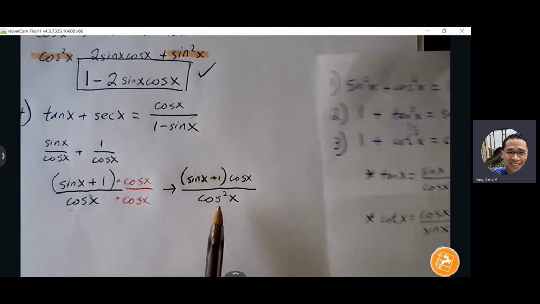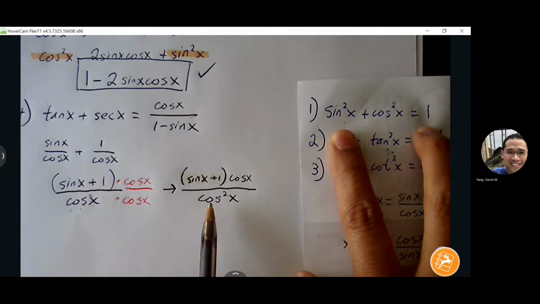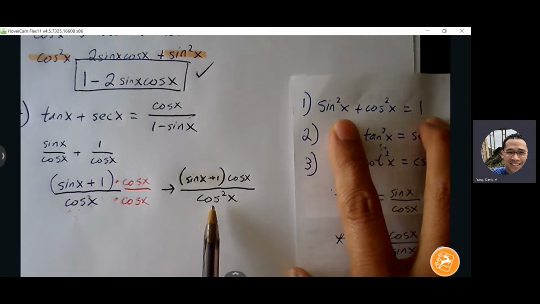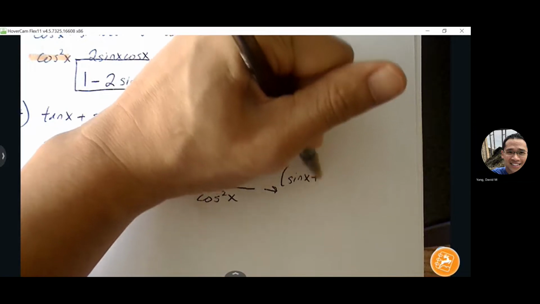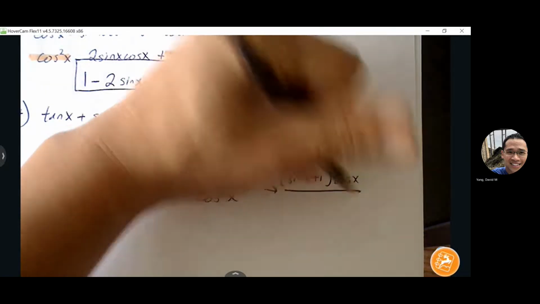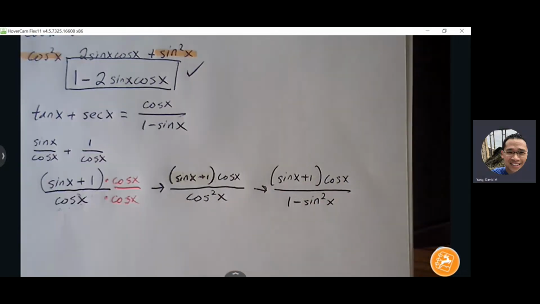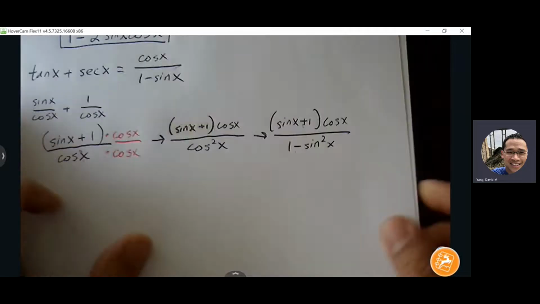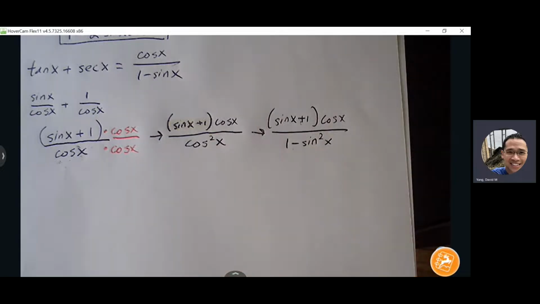Okay, so that cosine squared x, we have an identity that we can replace. We can rewrite cosine squared x as what? 1 minus sine squared. Okay, again, we can't cancel because the sine squared and sine are both attached to some other term by addition and subtraction. But there is something algebraic that we can do with this 1 minus sine squared x, and what's that? Factor a difference of squares.